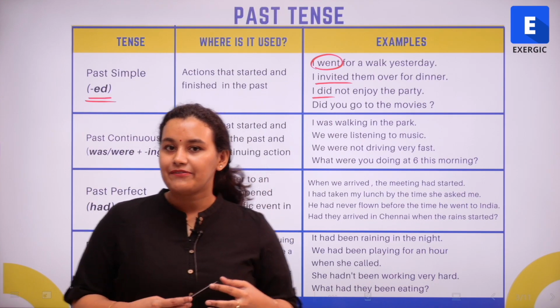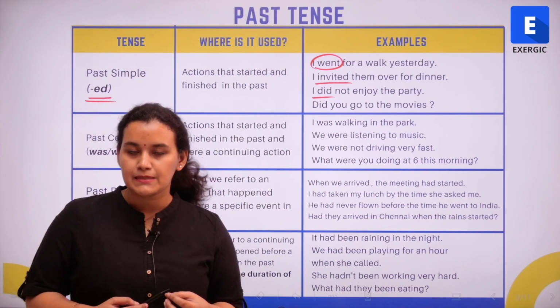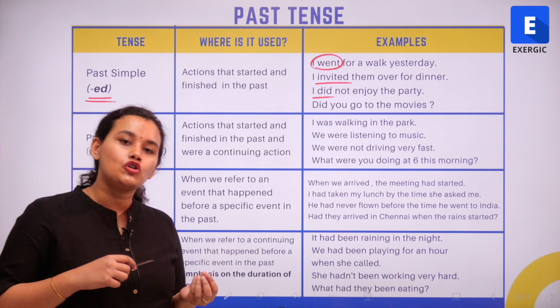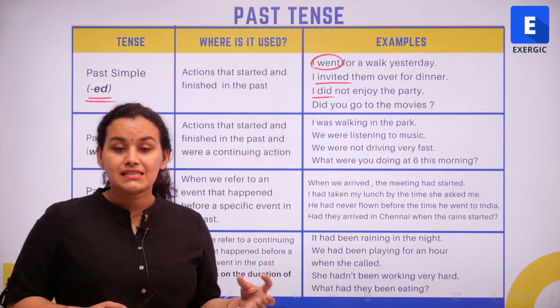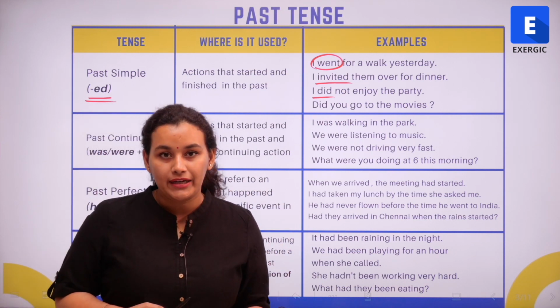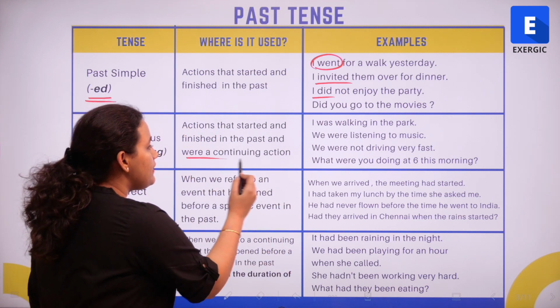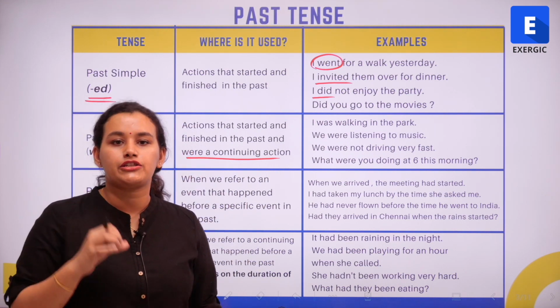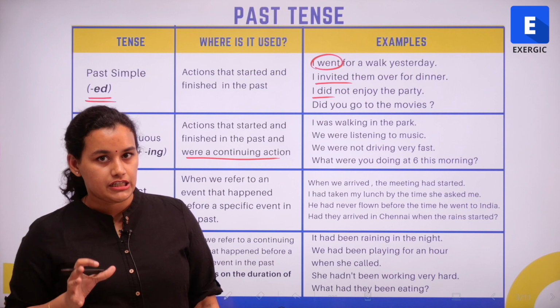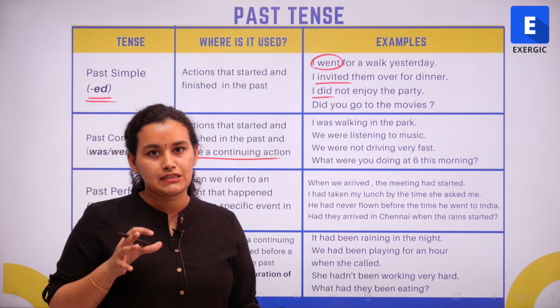The next tense that we have is the past continuous tense. Past continuous is also used for actions that started and finished in the past, but they were of continuing nature, right? So they were a continuing action, and we want to focus on the continuing nature of the particular action. That's when we use the past continuous tense.